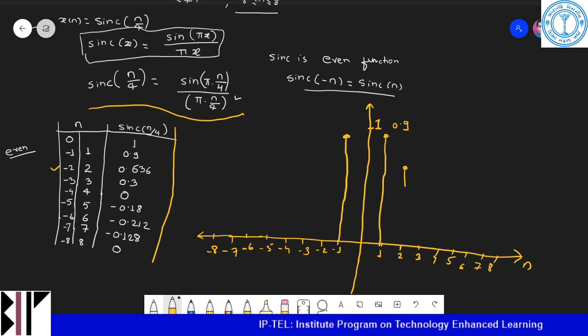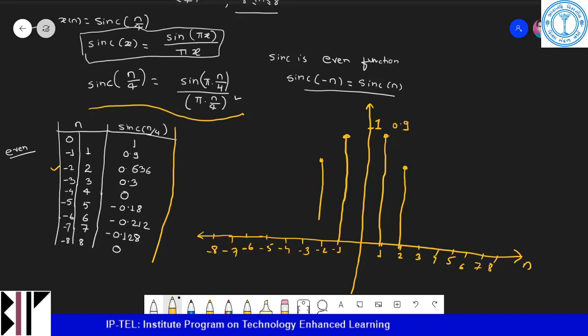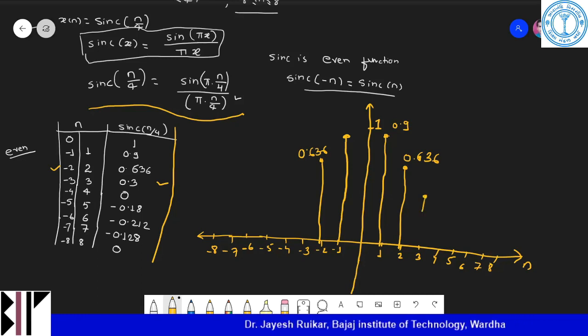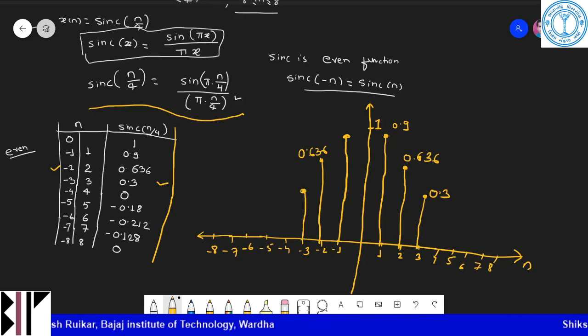For n equals plus or minus 2, we have 0.636. So this is 0.636, and at minus 2, it's 0.636. Okay, at 3, the amplitude is 0.3. So this is 0.3. At minus 3, the amplitude is 0.3.